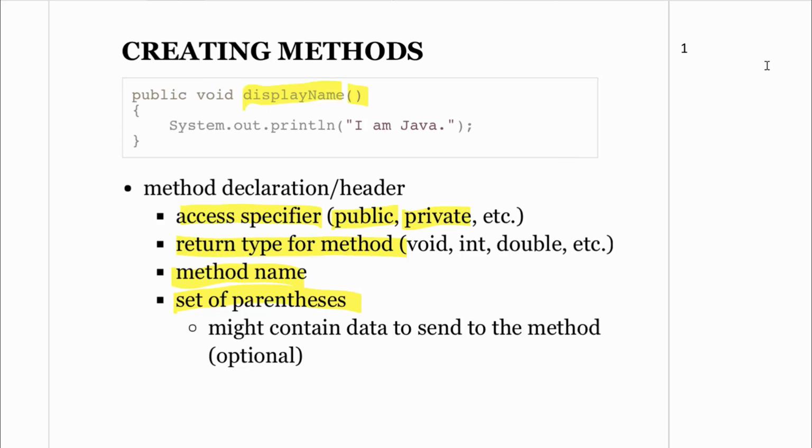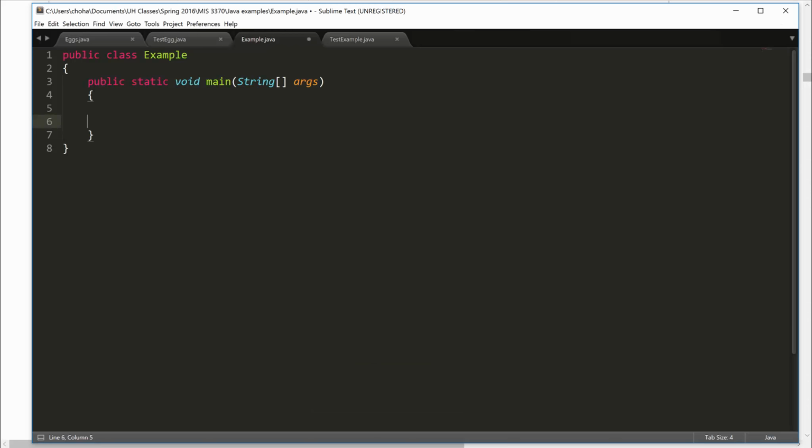So just to go over an example of what it looks like to actually create a method, let's just do one right now. So right here I created a class, I just called it example, and then in the example class I have the main method here. So we already know what the main method is, so we're not going to worry about that for now, so let's just keep that blank. What we're worried about is creating new methods. So let's say I want to create a new method that just displays someone's name.